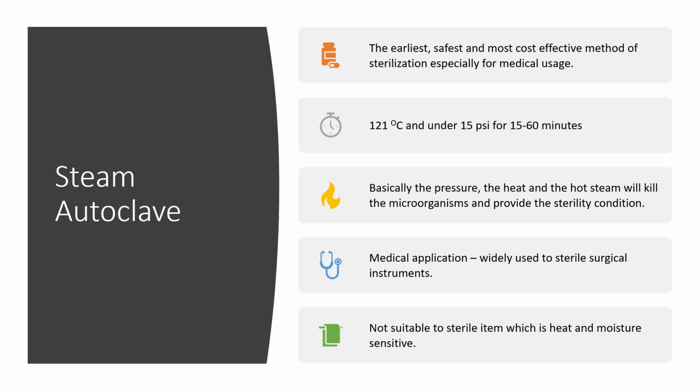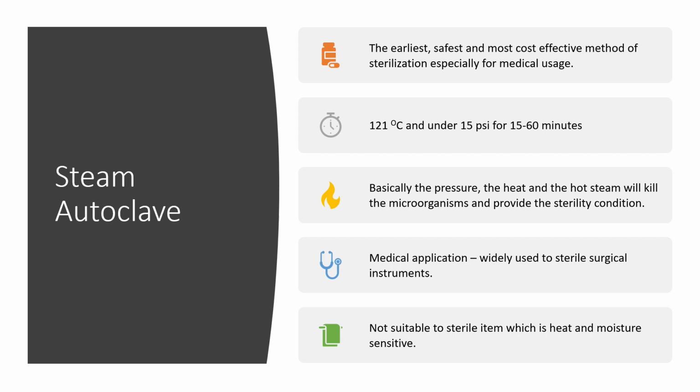Operating at 121 degrees Celsius and under 15 pounds per square inch (psi) of pressure for a duration of 15 to 60 minutes, the steam autoclave employs a combination of high temperature, pressure, and steam to eliminate microorganisms effectively. The process is straightforward yet highly effective.